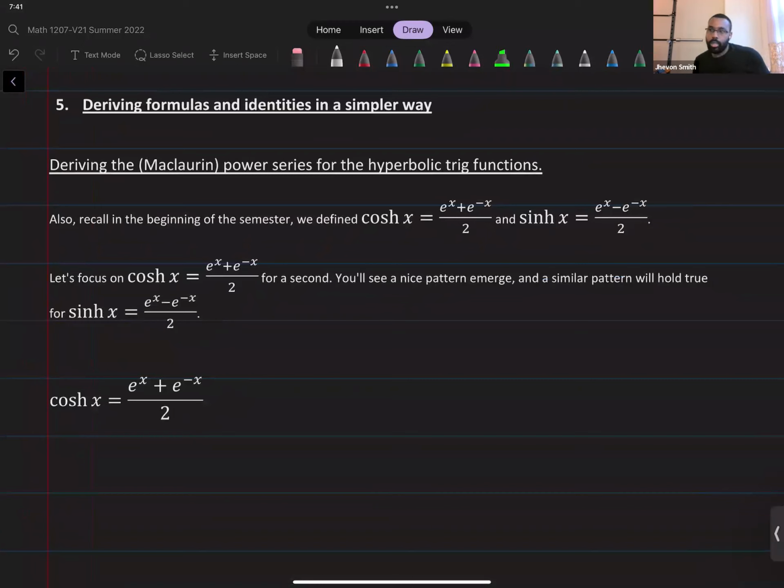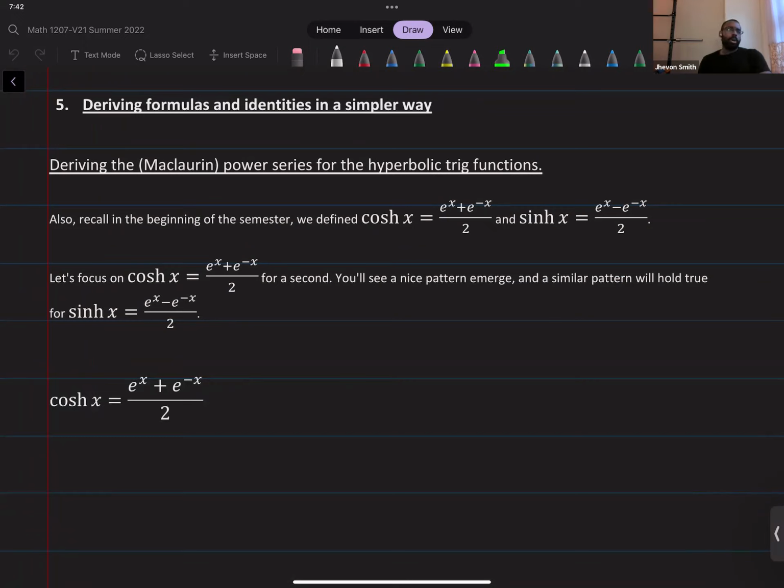We touched on this earlier. We could derive identities. Like, for example, I re-derived the fact that the derivative of sine x is cosine x. I re-derived the fact that the limit as x approaches 0 of sine x over x is 1. I can do a lot of things. And so here I can actually derive some things about our hyperbolic trig functions, right?